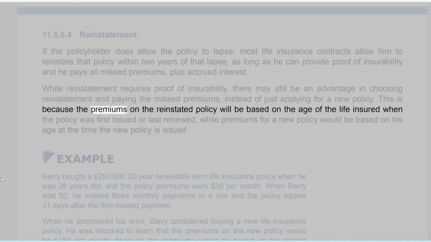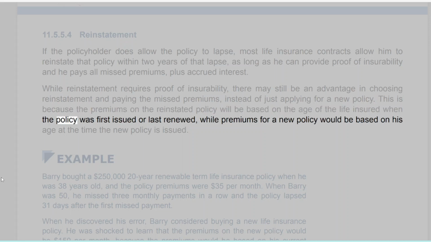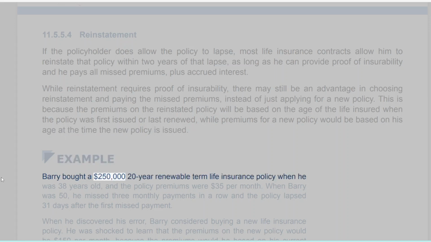This is because the premiums on the reinstated policy will be based on the age of the life insured when the policy was first issued or last renewed, while premiums for a new policy would be based on his age at the time the new policy is issued. Example: Barry bought a $250,000 20-year renewable term life insurance policy when he was 38 years old, and the policy premiums were $35 per month.